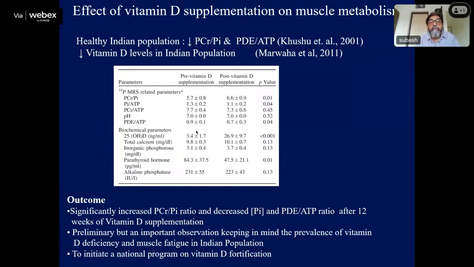So you can see how, when the vitamin D supplementation was given, muscle function improved drastically. So maybe this is one reason why we don't perform very well in athletic events compared to the Western population. So there's a move in between to have a national program on vitamin D fortification, like we had iodine fortification several decades ago. So this was a very interesting study, and this was again published in a good journal.